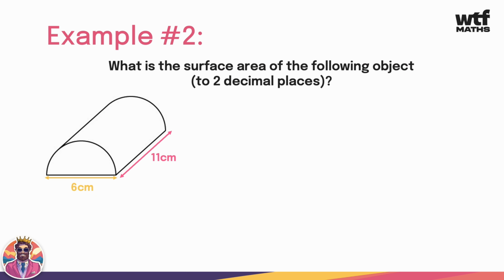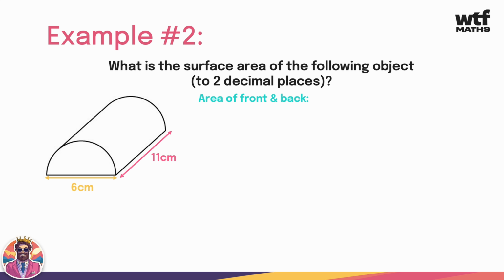Okay, let's try a slightly trickier example. So this time we have half a cylinder. So it's not a full cylinder, it's a cylinder that's been chopped in half. So what is the surface area of the following object to 2 decimal places? Well, the first thing we want to do is find the area of the front and the back. Now we have a half circle at the front and a half circle at the back.